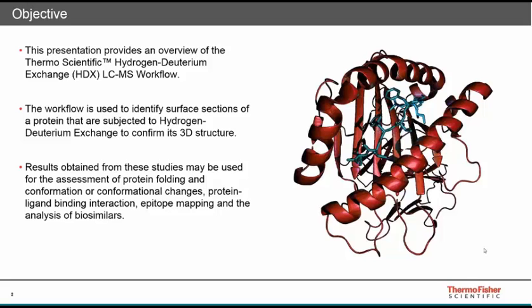The HDX workflow allows for protein structure elucidation and confirmation and is based on the identification of sequence sections of a protein that are exposed on the surface of a three-dimensional structure. The obtained results can be used for the assessment of protein folding, conformational changes, protein-ligand interaction studies, epitope mapping, as well as for the analysis of biosimilars.